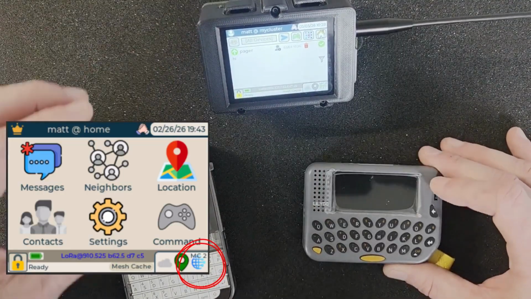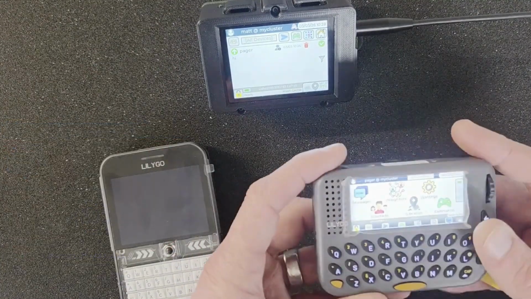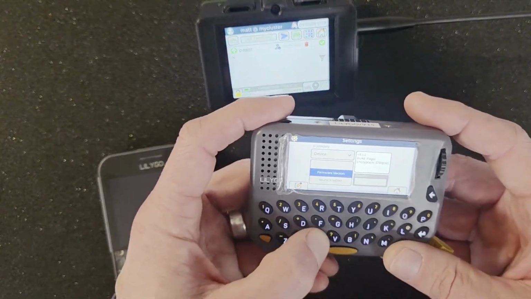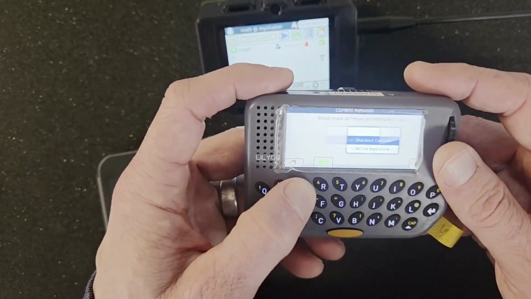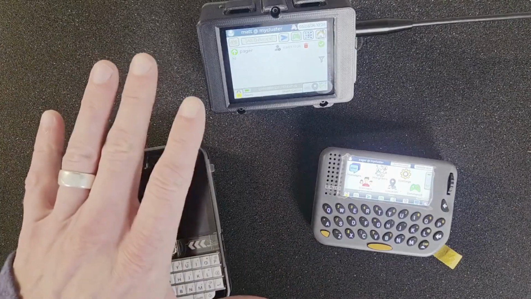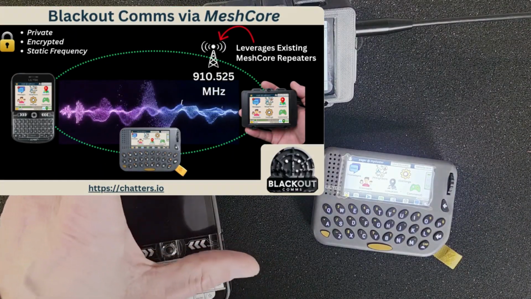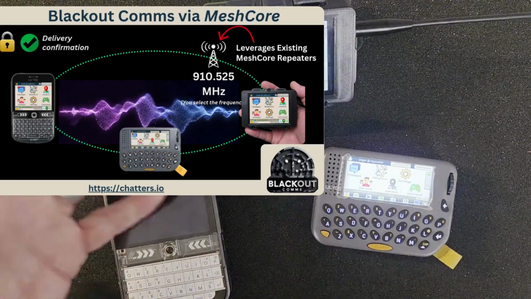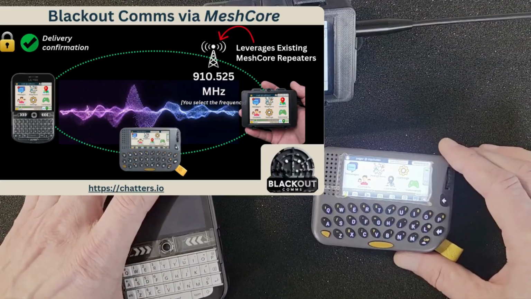These two devices would be invisible to one another unless I also switch this one. So I'm going to do that. Go into settings and change the network to BC via MeshCore. So these are both running Blackout Comms, wrapping everything inside MeshCore packets so that MeshCore repeaters can carry them around.